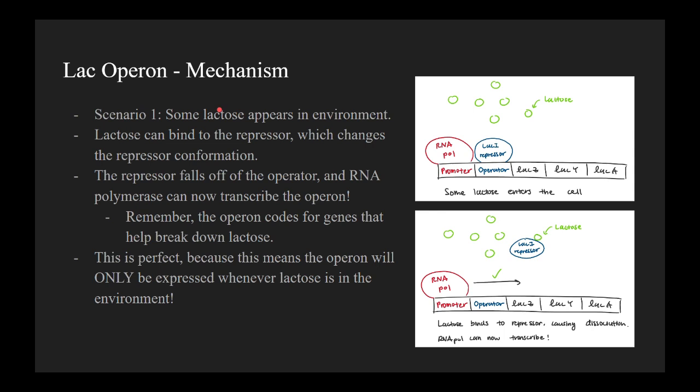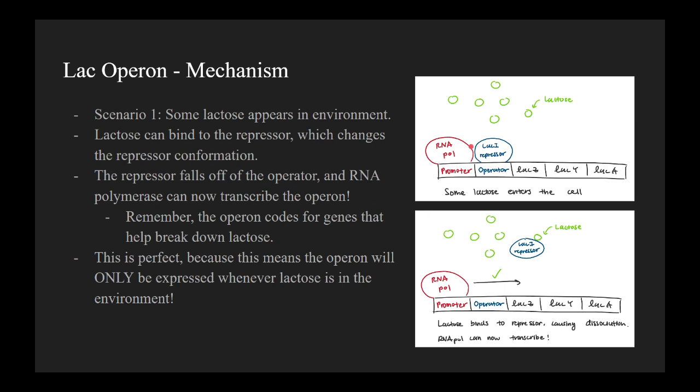Therefore, we call the lac operon an inducible operon because normally it's off, but it can be turned on by external factors. So it can be induced by other things. All right, so let's look at a couple scenarios. First, scenario one: some lactose appears in the environment. So now lactose is here, so we want to express the genes to break down lactose, right? So what happens is this lac repressor is here. Lactose can actually bind. The lactose is the specific ligand, the specific thing that binds to the repressor. And once it binds to the repressor, it'll change the conformation of the repressor.